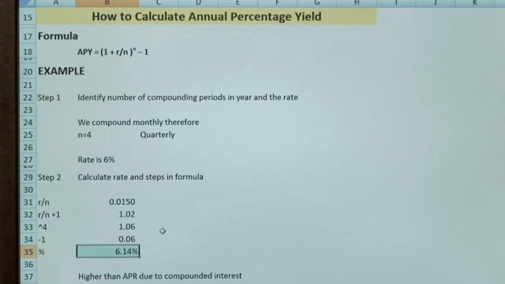So as a percentage element we get 6.14%. So the original rate was 6% per month, but at an annual percentage yield we actually get 6.14%, which shows the impact of the compounded interest.